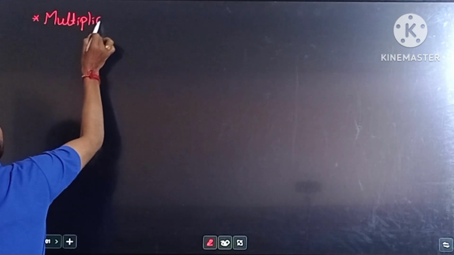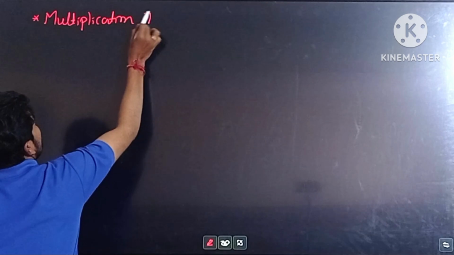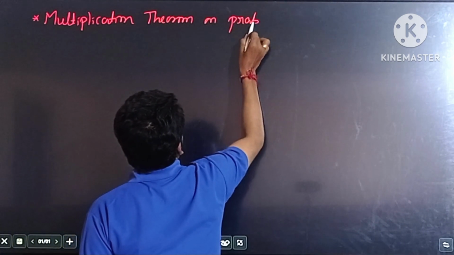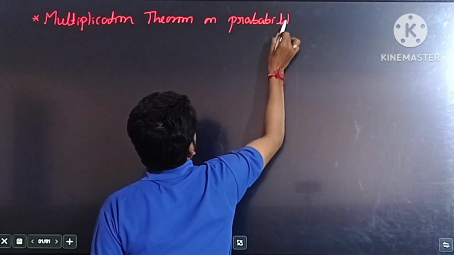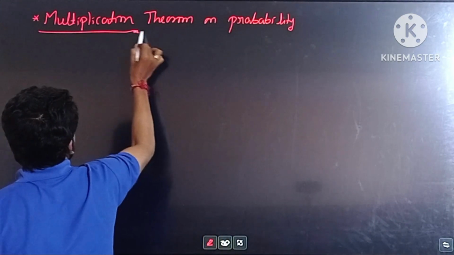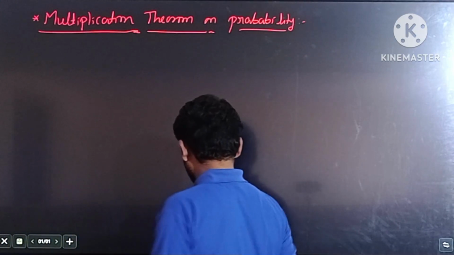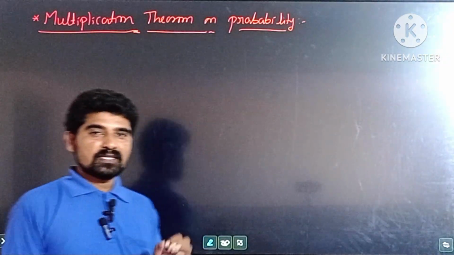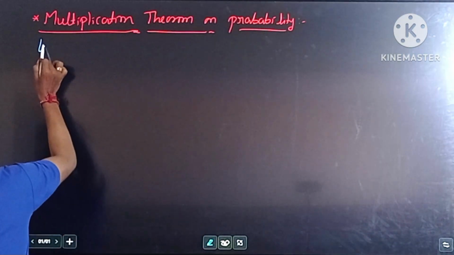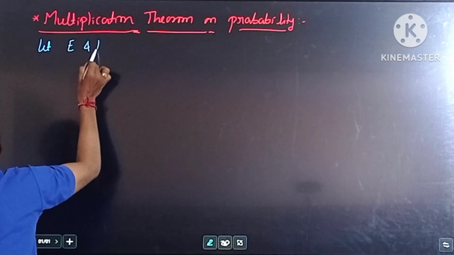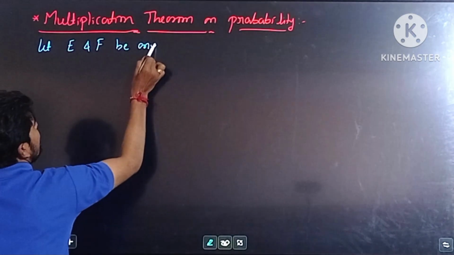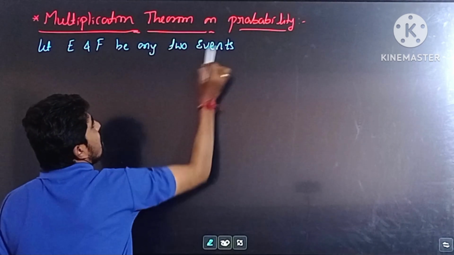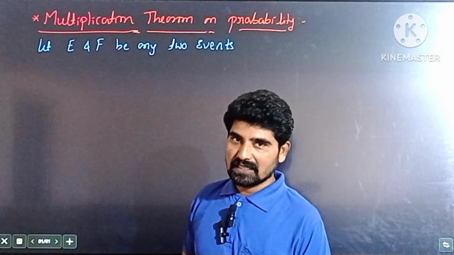Multiplication theorem on probability. See here what this theorem says about the probability. Suppose E and F are any two events associated with the sample space S. Let E and F be any two events associated with the sample space S.